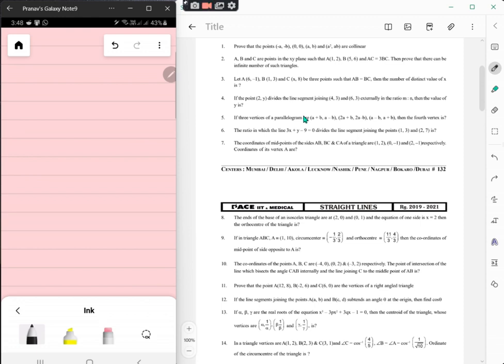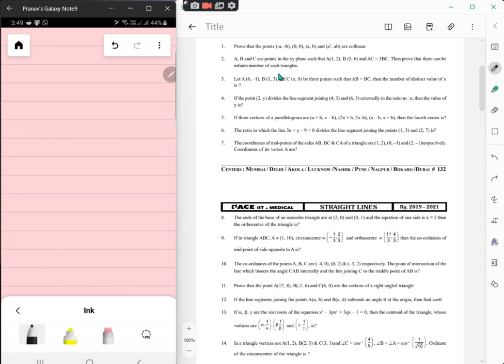So our first question is: prove that the points (-a, -b), (0, 0), (a, b), (a², b²) are collinear. Well, they are. As you can see, all of them have the same slope. Like (-a, -b) and (0, 0), these have slope 1. (0, 0), (a, b), those also have slope 1. (0, 0) and (a², ab), that also has slope 1. So yeah, all of them are definitely just collinear.